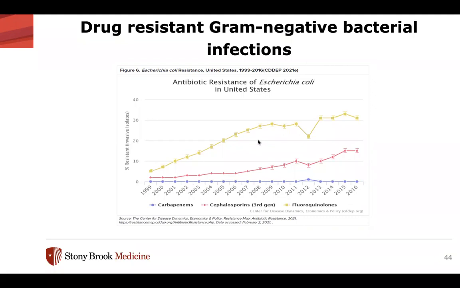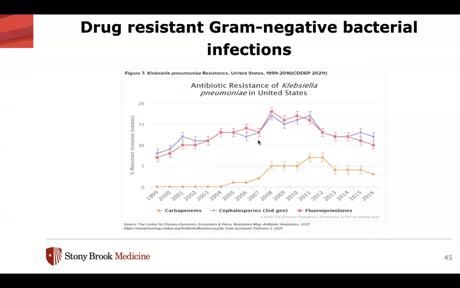It's showing about 33% resistant. The cephalosporins are around 15% resistant. And the reason why we like to hold on to our carbapenems and use them as last line so much is because they have a 0% resistance to E. coli as of 2016. So you really want to always use the other antibiotics first before using the big guns like carbapenems.